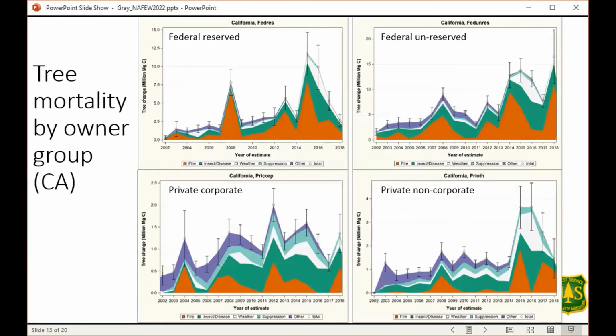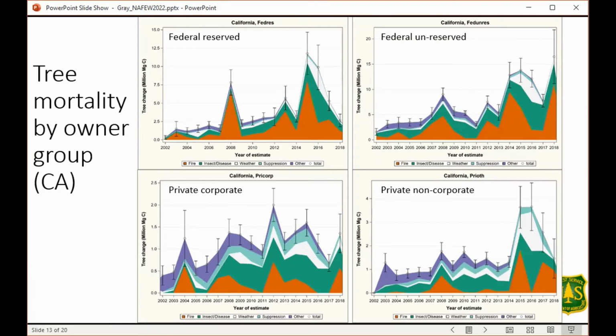So if we go from area to start looking at tree mortality, and this is looking at California, but broken out by different ownerships: federal protected, these are wilderness and national parks, federal non-protected, private corporate, private non-corporate. Some of the things that jump out are the fire effects in red are much higher on federal lands than they are on private lands.